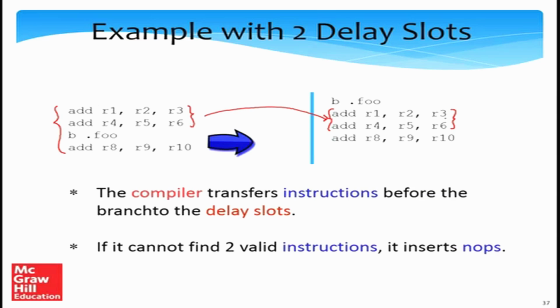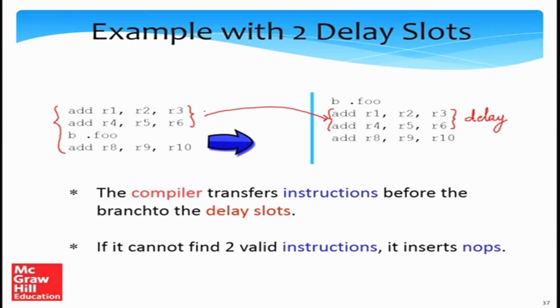And a smart compiler essentially moves instructions which are before the branch to after the branch. So they will be in the delay slots, because when these instructions would be in their IF and OF stages, we would not know the direction or outcome of this branch. So they will still execute and they'll execute correctly. The compiler's job is to transfer instructions from before the branch to these delay slots. If it cannot find two such valid instructions, then it needs to insert no-ops.